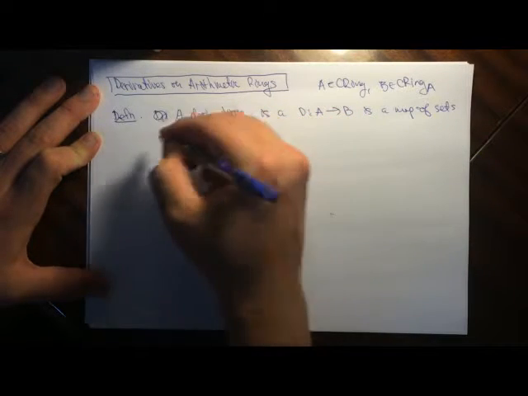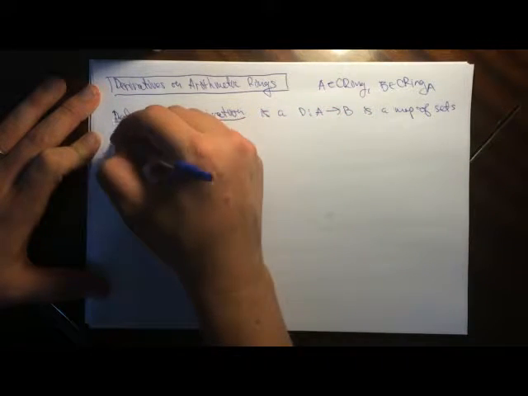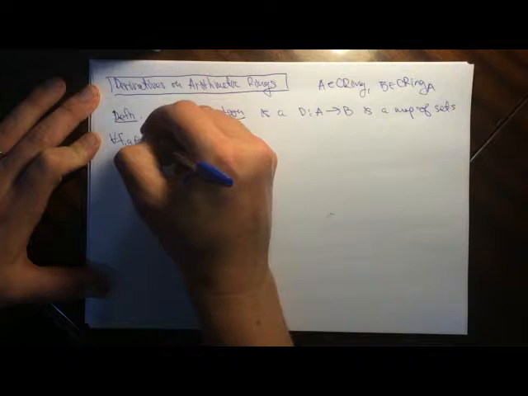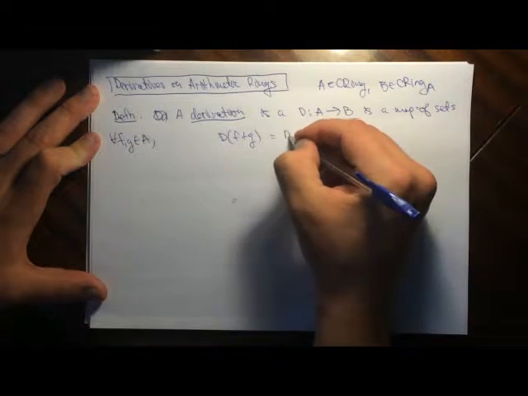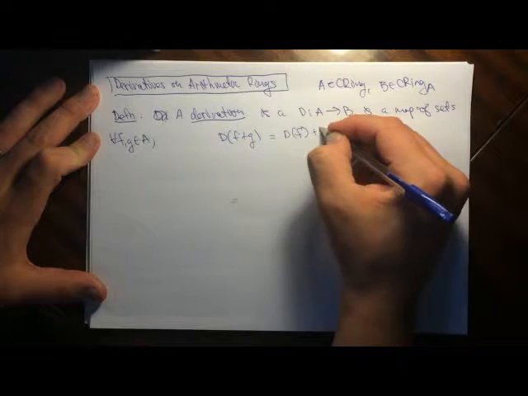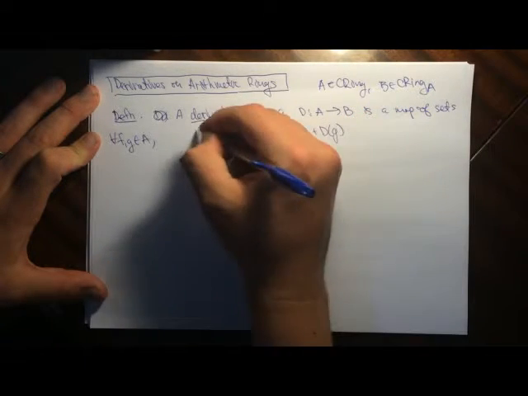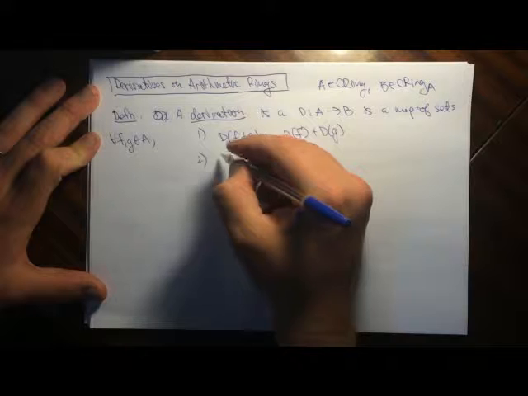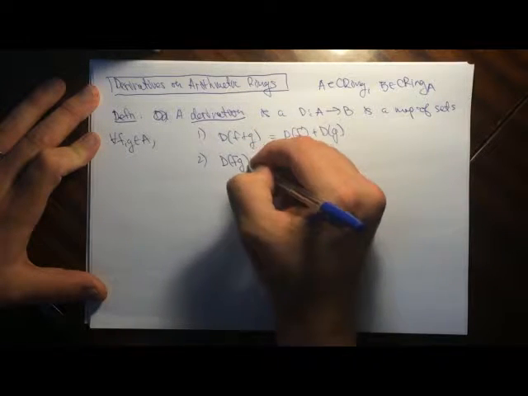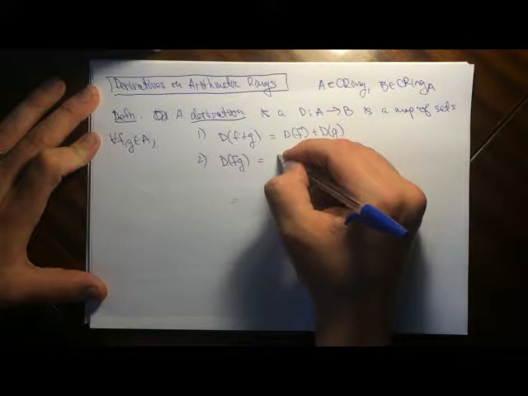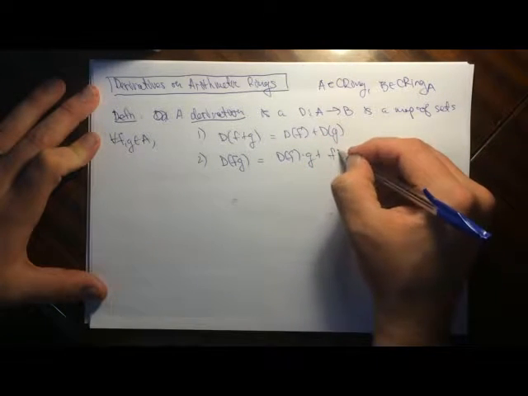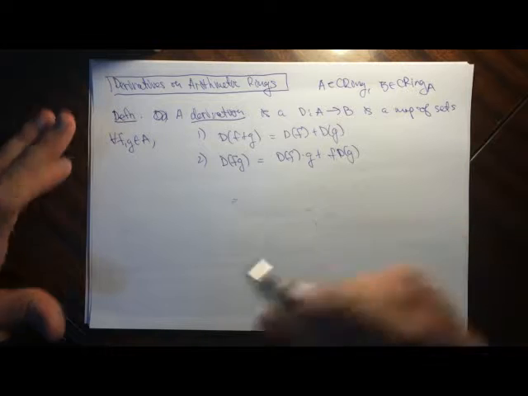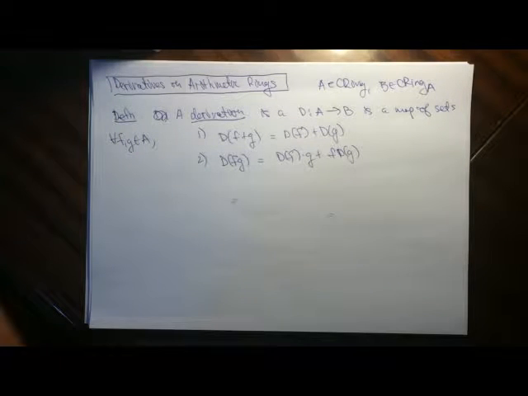And it satisfies, so for all, let's say, f and g in A, it satisfies the following rules. So it has the sum rule, and it has this product rule: d(fg) equals df times g plus f dg. Okay, everyone, so this is the Leibniz rule, the product rule. Okay, so this is a derivation.